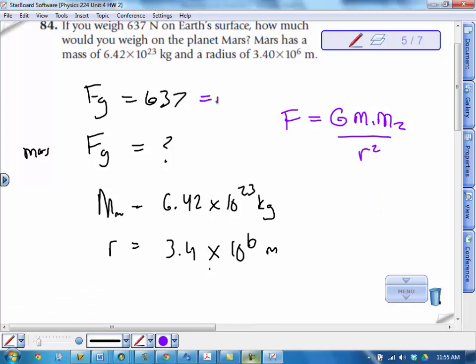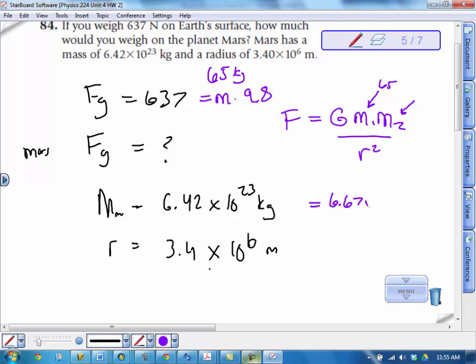So F equals ma, so we know this equals m times a, and gravity on the Earth is 9.8, so we can divide both sides by 9.8 to get us the mass, which is 65 kilograms. That's going in for their mass. Mass of Mars is 6.42, and then the distance between them is r.